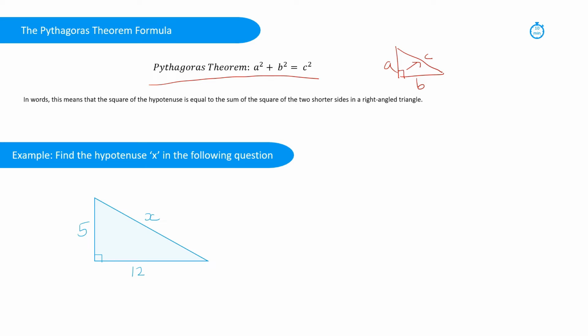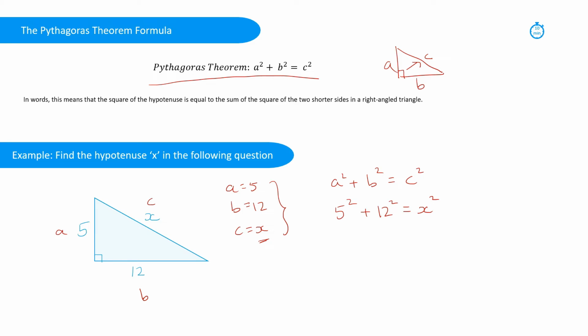So again, the first thing you want to do is label your A, B, and C's. So in this question, we know that A is 5, B is 12, and C is X, which is what we're trying to find. Now let's put this information into the Pythagoras theorem formula. So which is A squared plus B squared equals C squared. So that's going to be 5 squared plus 12 squared equals X squared.